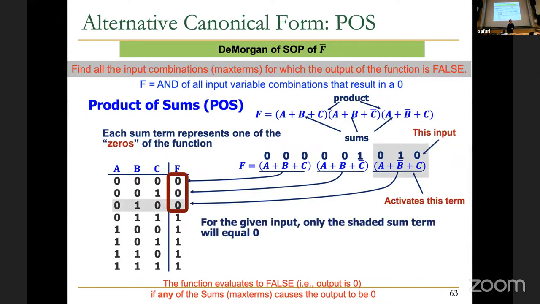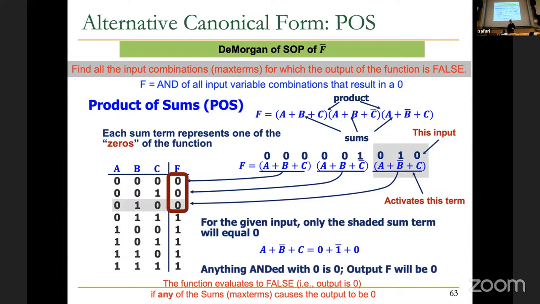And for the given input, only the shaded sum term will equal zero because these max terms are disjoint from each other. And you get zero at the end, because anything ANDed with zero is zero. So hopefully this is clear.